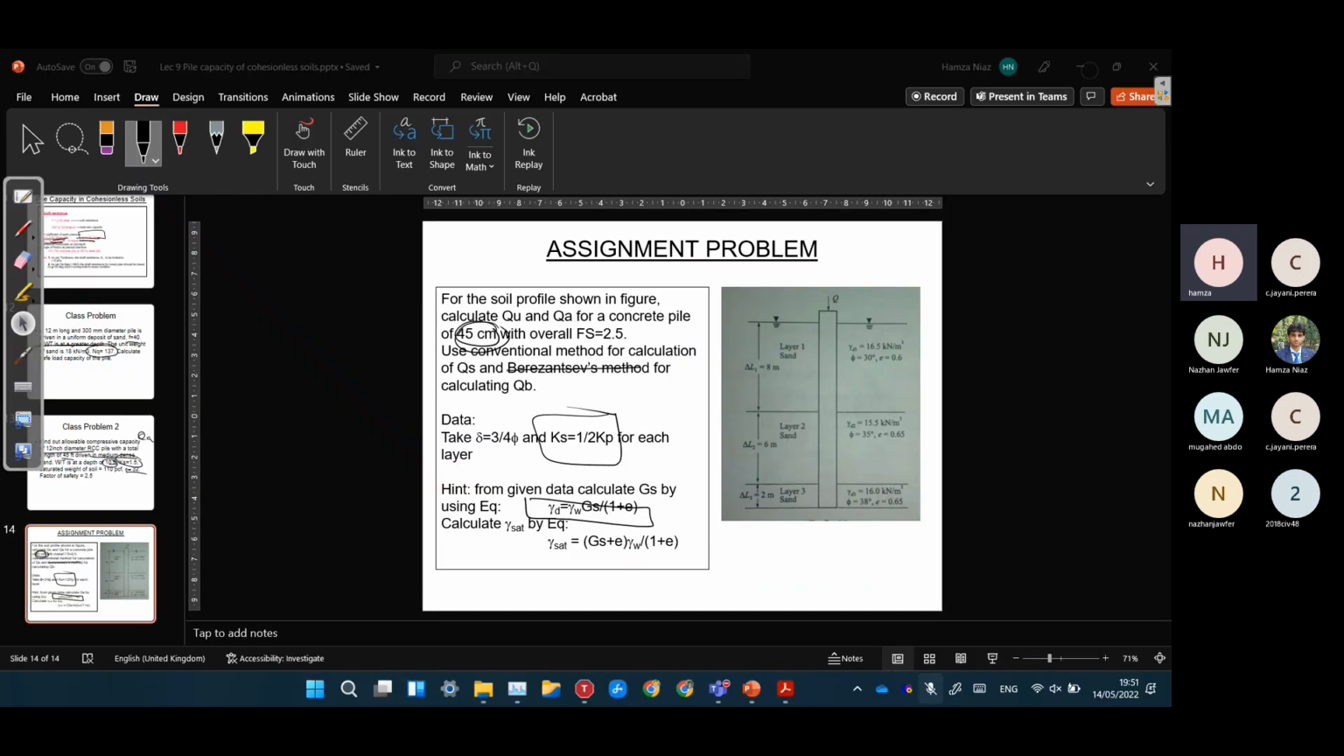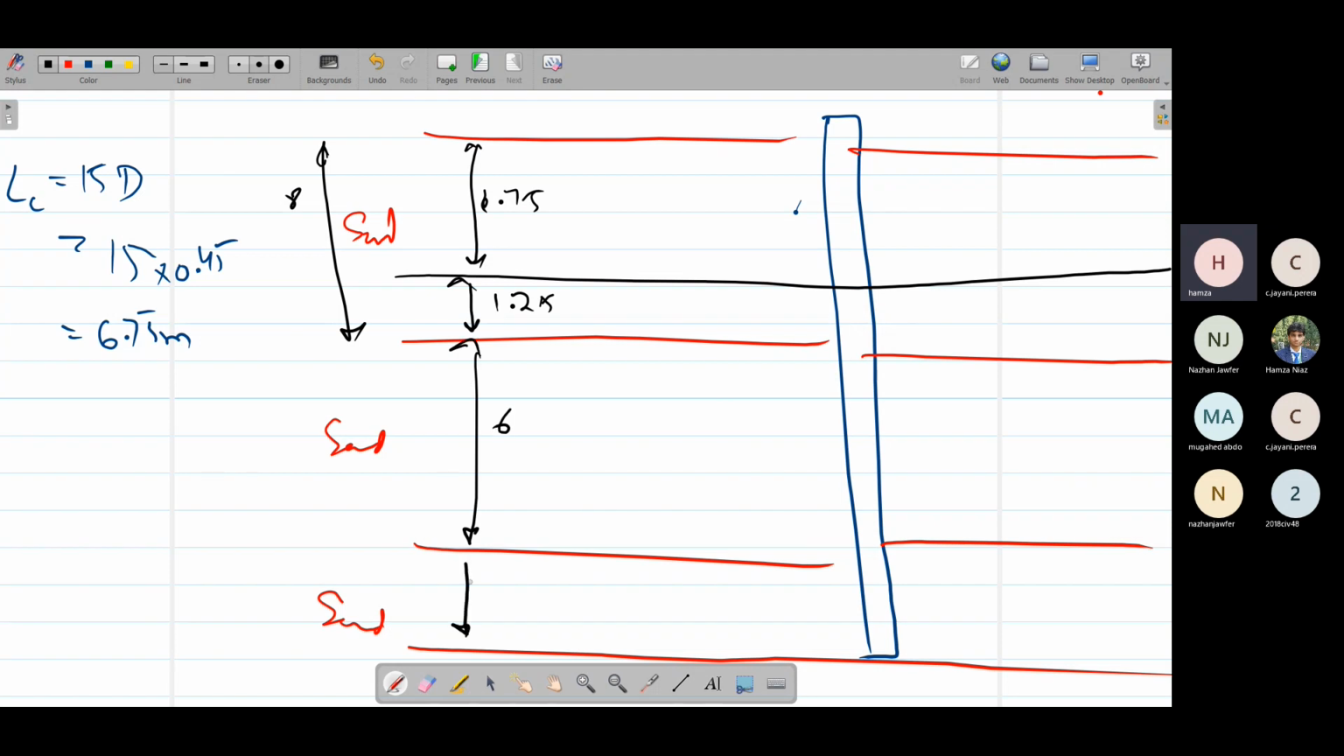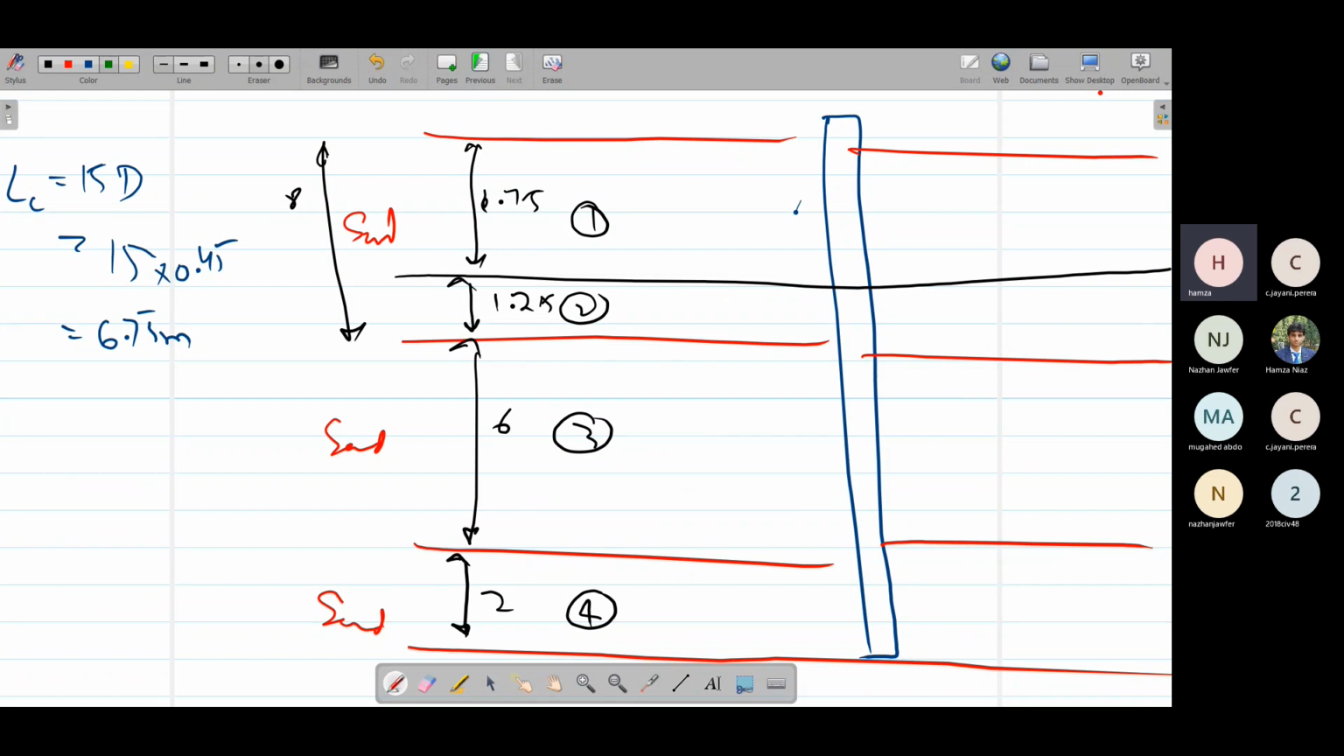And the layer heights are given as 8, 6 and 2 meters. So this one was 8 meter. If 6.75 is the critical depth, this is 1.25 meters. The second layer is 6 meter. The third layer is 2 meters. So first layer, second layer, third layer, and this is a fourth layer, 2 meters. And the water table is at the top of the soils. So all the gamma values we are going to use are gamma submerged values, not gamma saturated values, not gamma dry values.